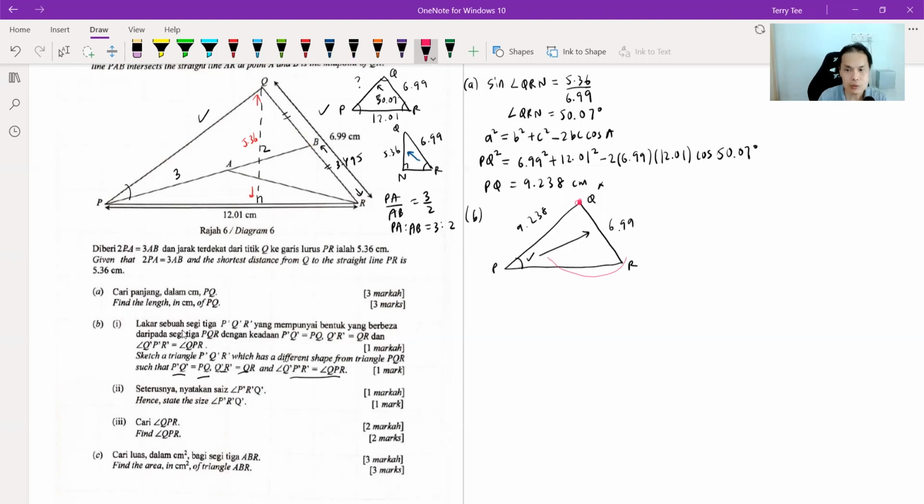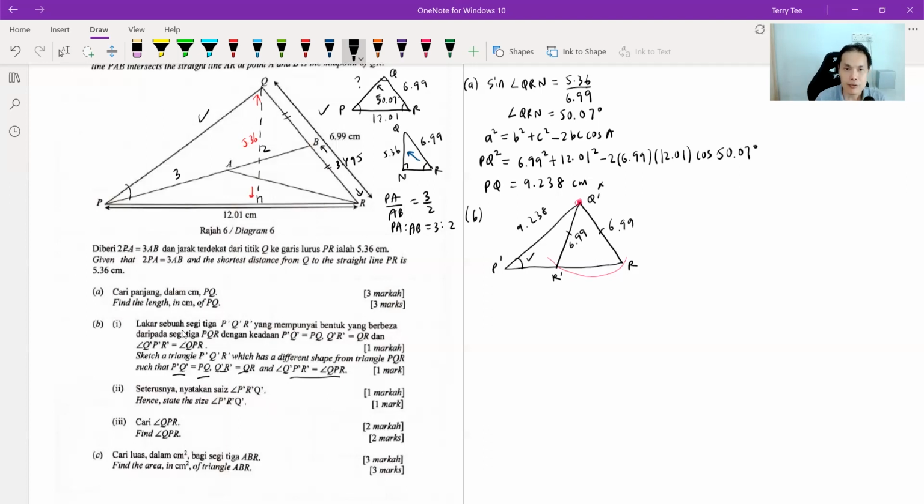Just a sketch, don't draw a perfect line. And I know that I can join this together to form the second triangle. Now, this triangle, you notice it has the same length here, 6.99, right? It's the same. And I'm still maintaining this angle, over here, angle PQR. We just want to add a prime for this.